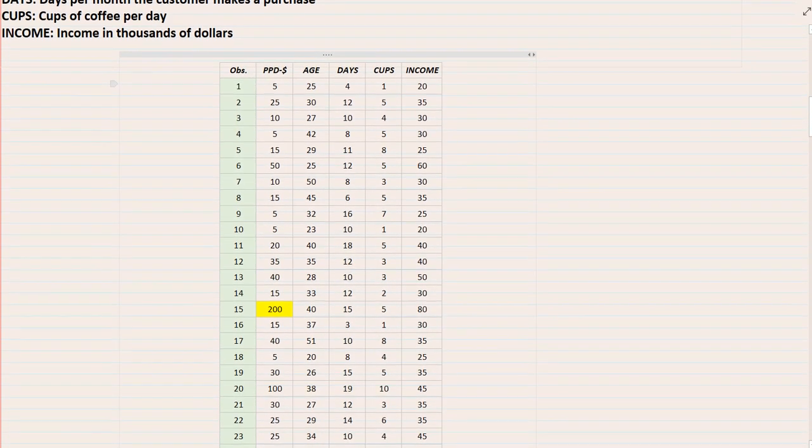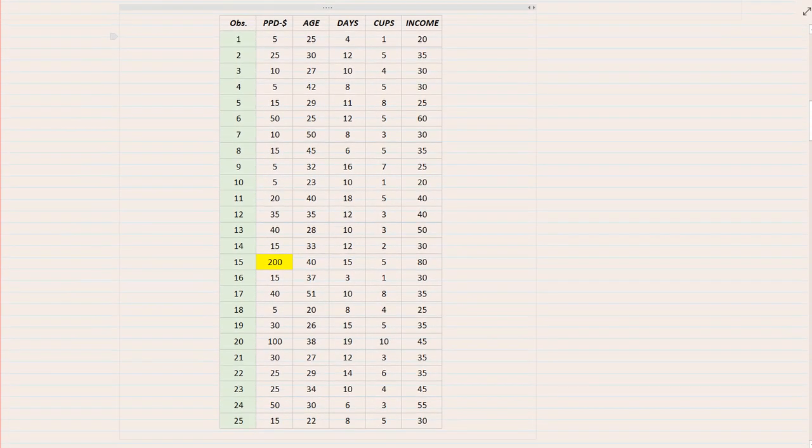So this is a data set with 25 observations. Now notice I have a highlight here. We do have a single purchaser or buyer of a $200 prepaid card. Those do not happen too often, but it's not unlikely. But most of these are probably in the $20 to $50 range.